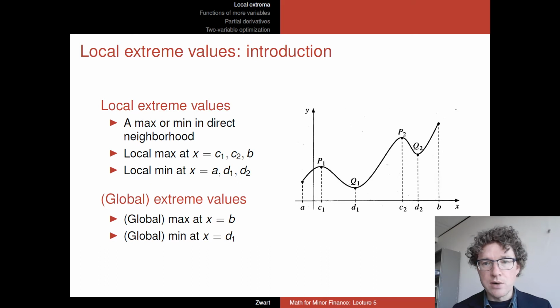So here I already also introduced those global extreme values. So global is just the opposite, or the more specialized version, I should say, of local. So the global extreme value is always a local extreme value, but not the other way around. So the global one is the real maximum. So the real maximum is just here, and the real minimum is just here. So those are the maxima and minima that you identified last time. These other ones are special too in some way, and we call them local maxima and local minima.